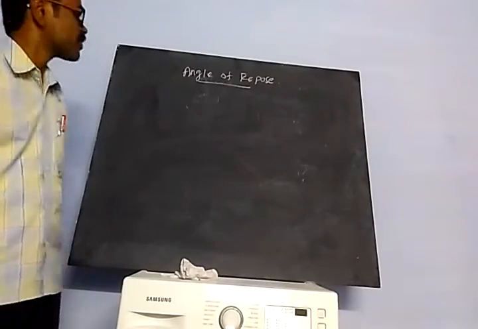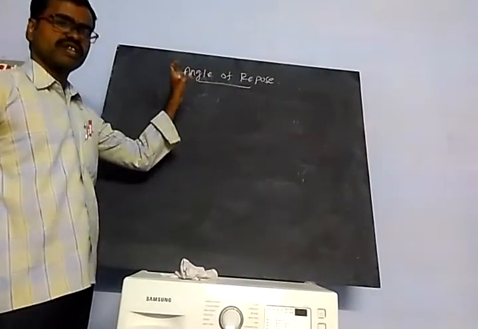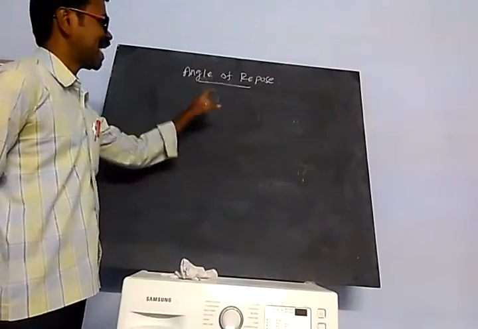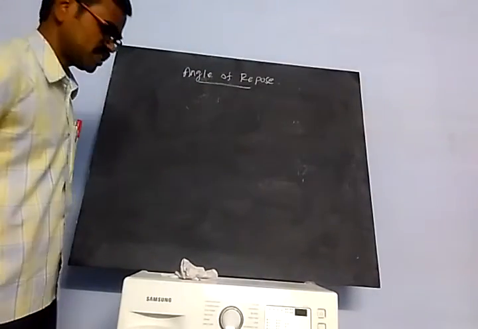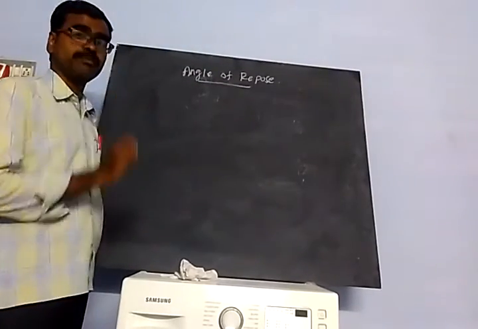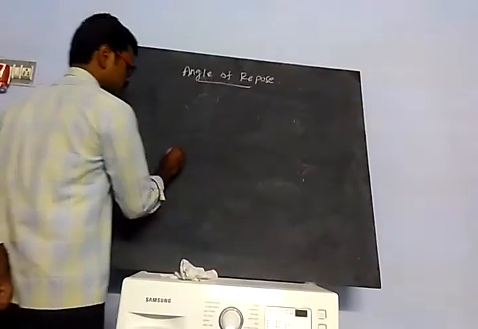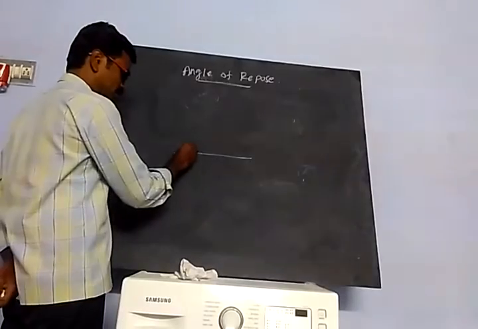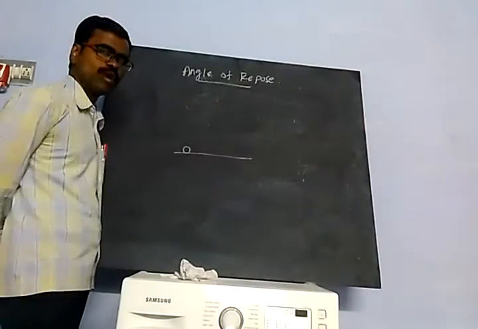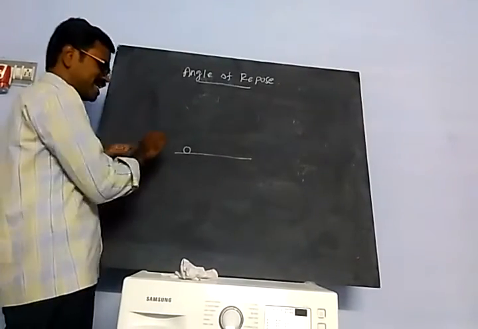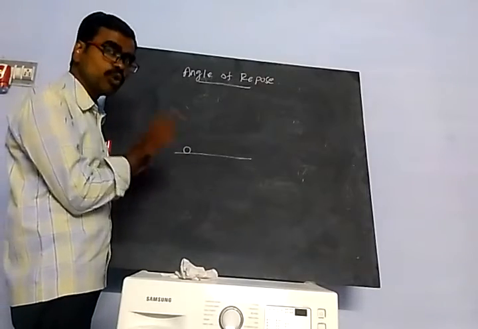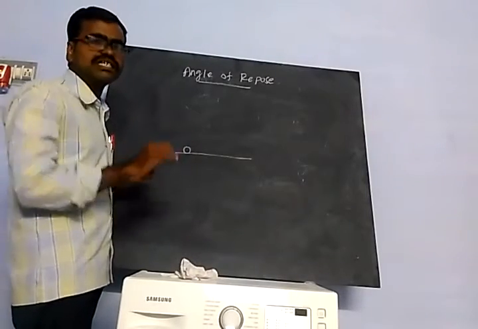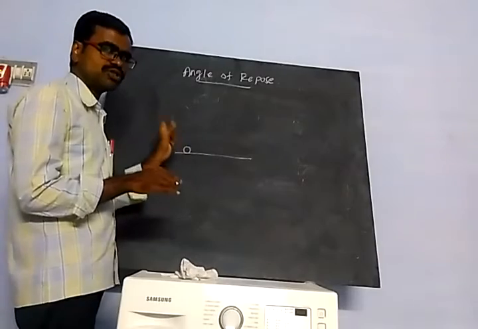Hi students. Next, we are going to learn about the angle of repose. So first, what is angle? What is repose? Consider one plane surface. You can place any one object on it. Is that object moving or not? It does not move. It always comes to rest.